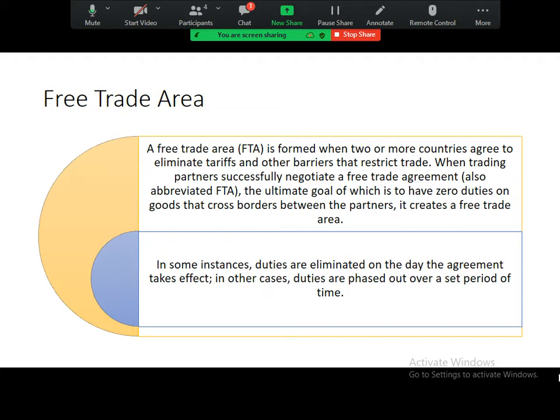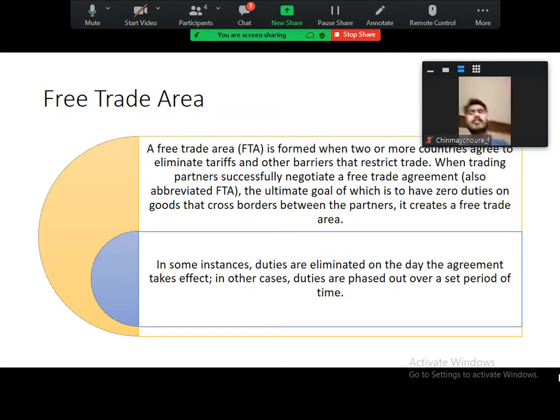Okay. So first we will start with free trade area. We will start with an example first. Just listen to the example, and if you can give the answer, then try to give the answer.